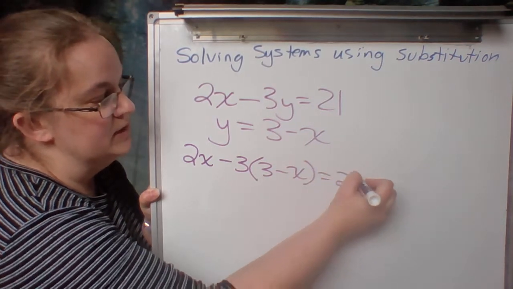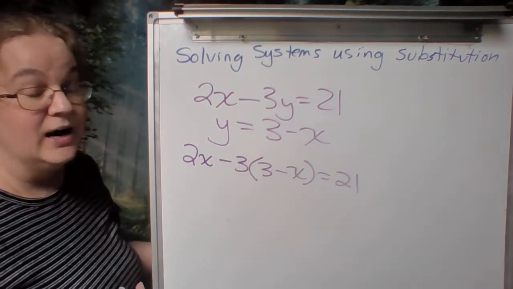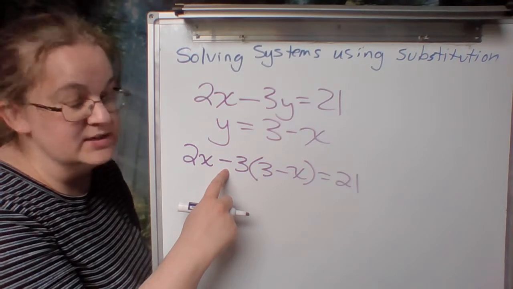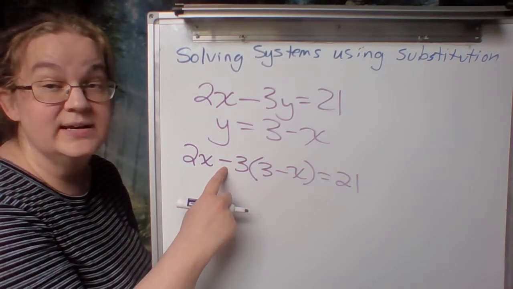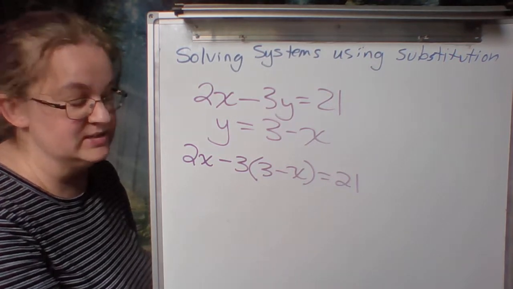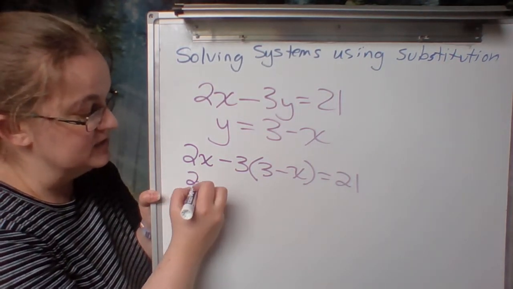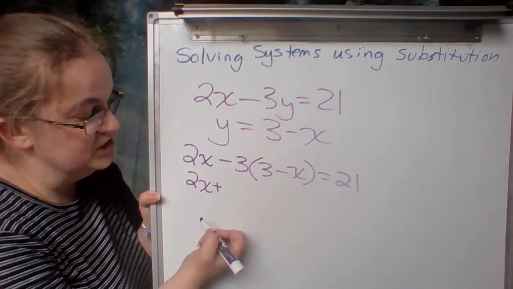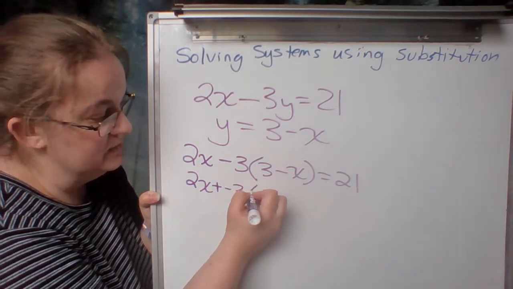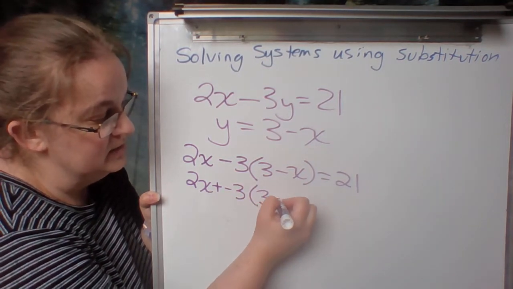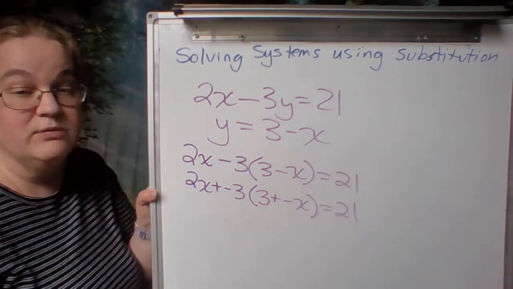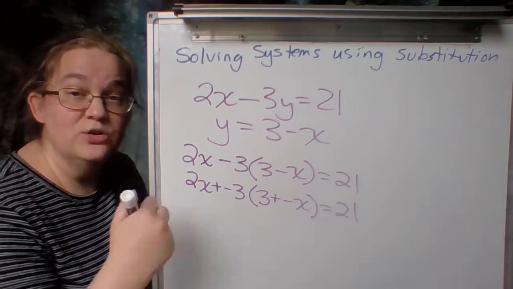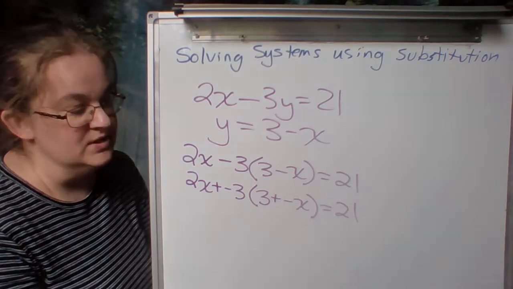Okay. Now, here's my suggestion. I like, when I'm distributing something like this, to change any of the subtraction to plus a negative, because then you're way less likely to mess up the negative signs. So I would change this to 2x plus negative 3 times 3 plus negative x equals 21. And then I would distribute. This way, you're way less likely to mess up the negative signs.